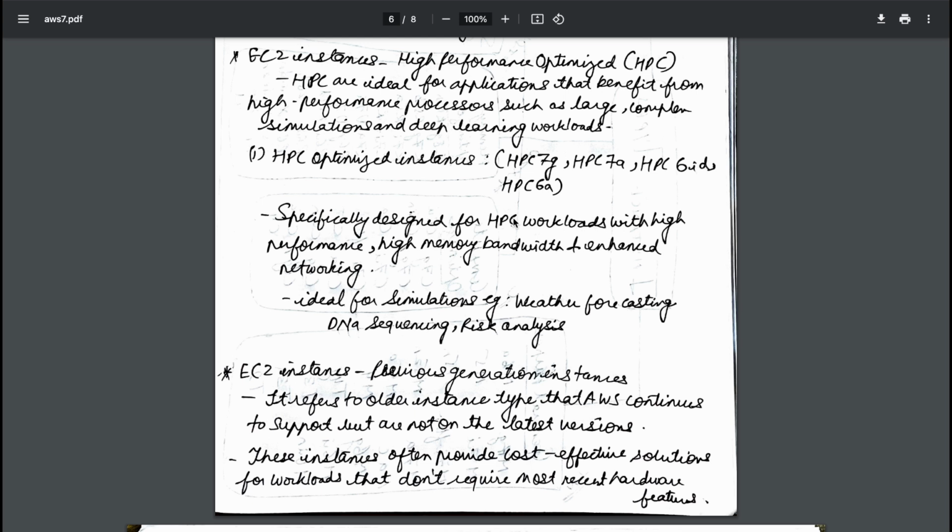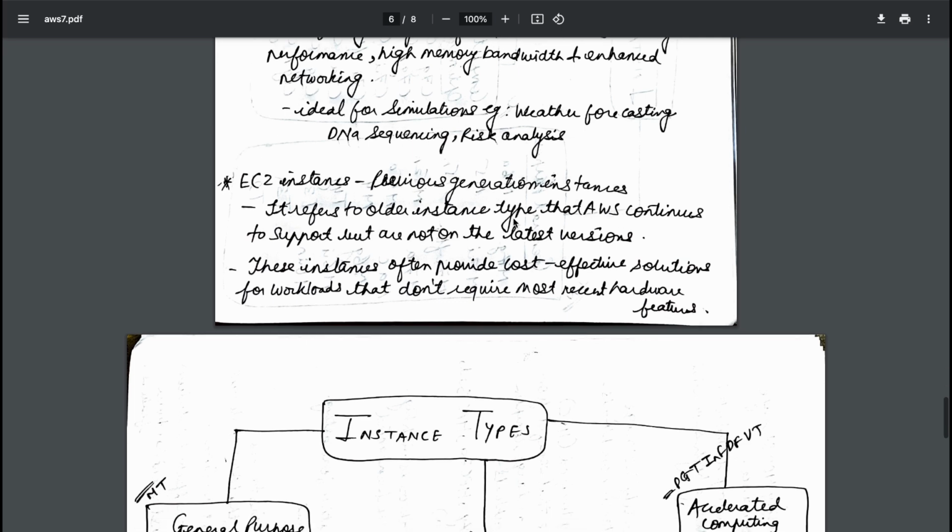So it is specifically designed for HPC workloads, high performance compute workloads with high performance, high memory bandwidth, and enhanced networking. It is very much ideal for weather forecasting, DNA sequencing, and risk analysis. So it is used in multiple sectors.